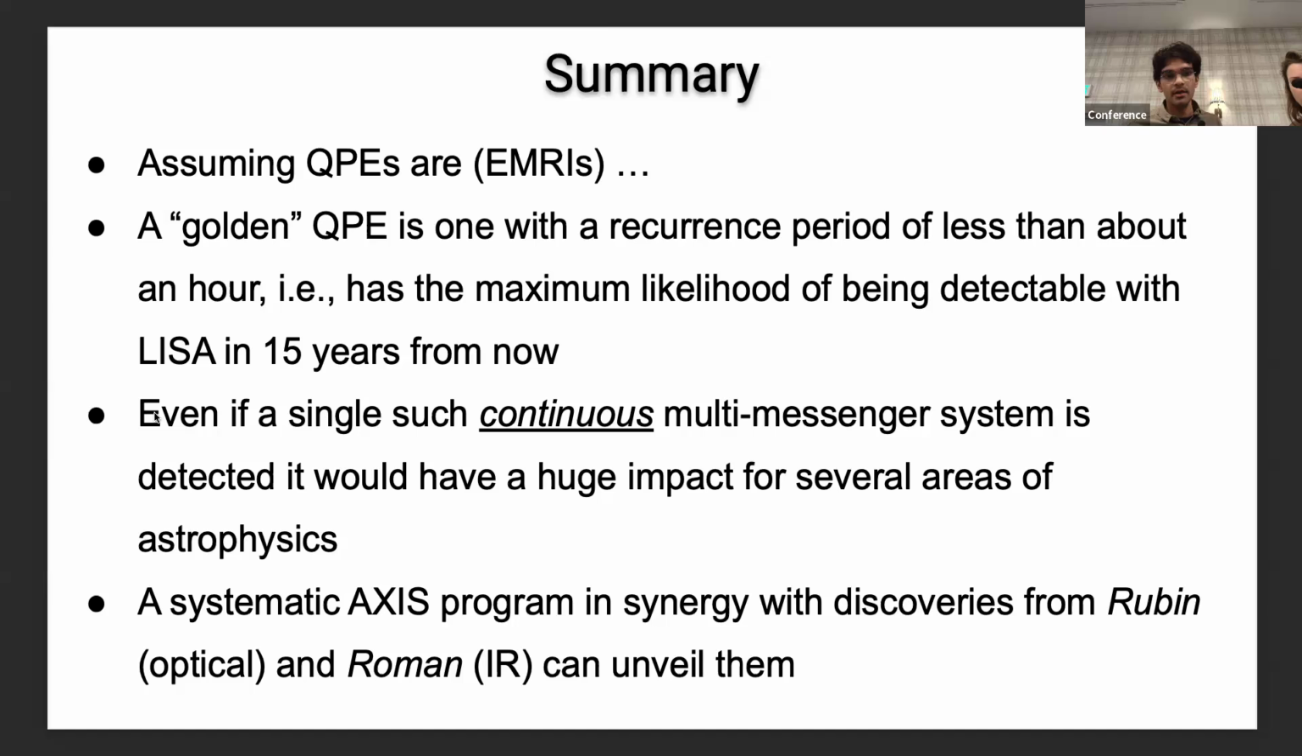How will these multi-messenger systems be different from LIGO sources? These would be continuous multi-messenger systems, as opposed to GW170817, which was just a transient that lasted for a couple of seconds. This continuous data set is going to be so much richer than the few-second data sets enabled by LIGO. And of course, AXIS, because of its sensitivity, along with clues from Rubin and Roman, as I will show in a little bit, can really unveil this population of so-called golden QPEs.